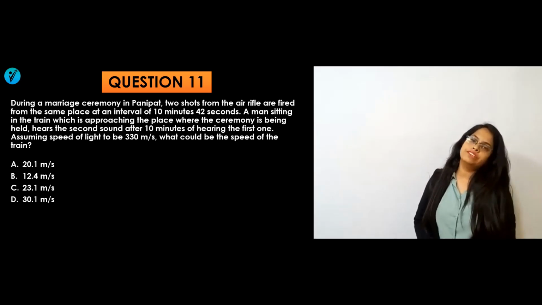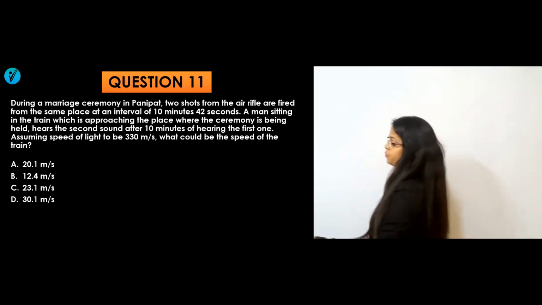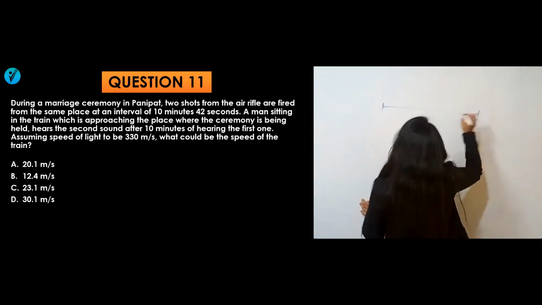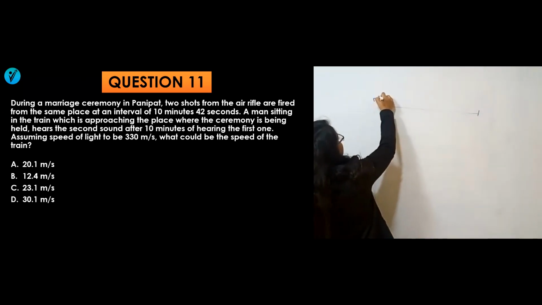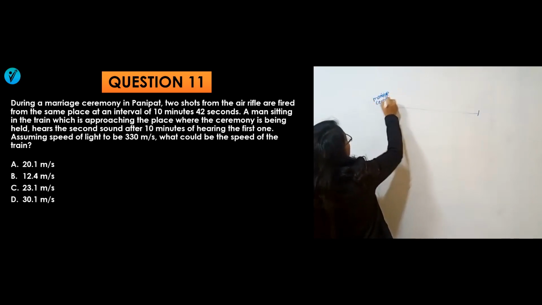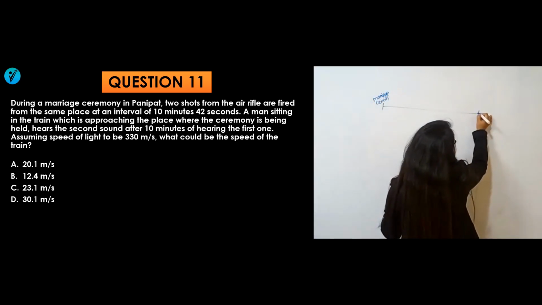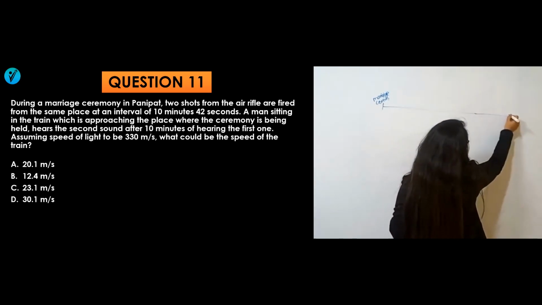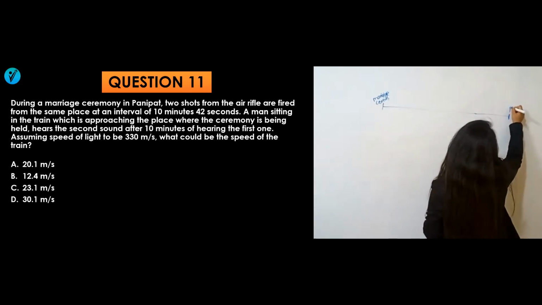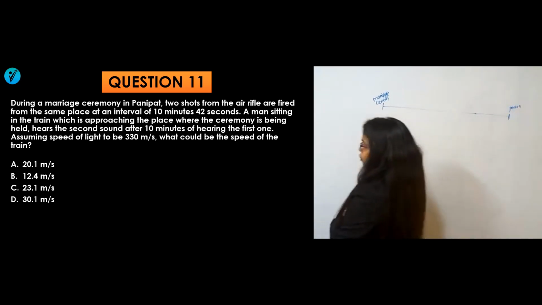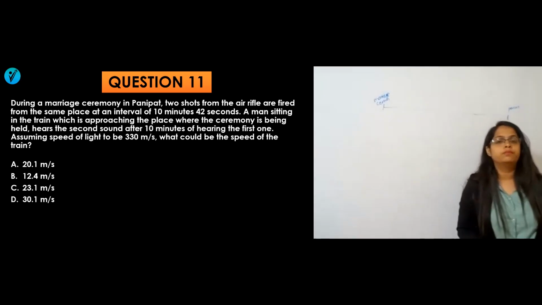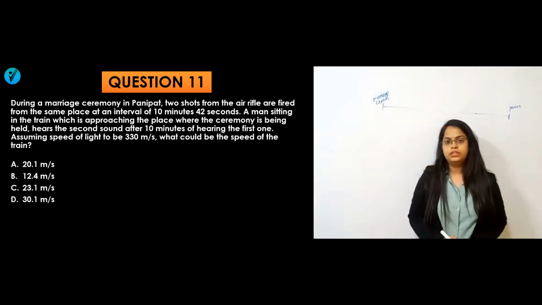So this type of the question we have seen. Okay, so how do we solve such question? Suppose this was your place first. Suppose this is your marriage ceremony. This is the marriage ceremony spot. And this is from where this person was initially, suppose here. The person who is in a train. So what is the time required for him? And in the initial stage, he hears the noise at 10 minutes 42 seconds.